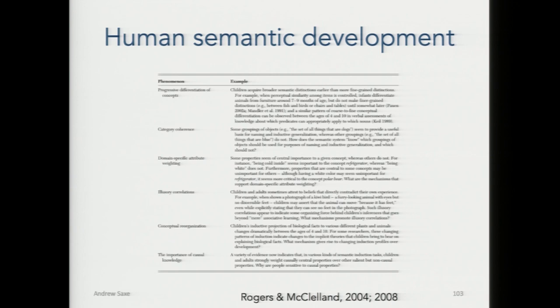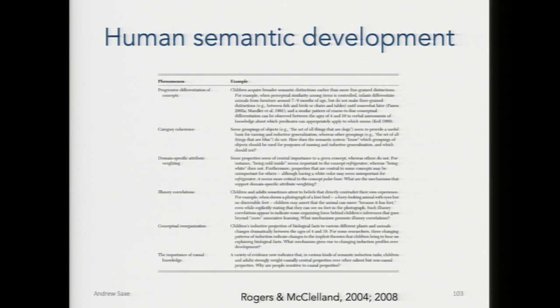Another aspect that I'll talk about later is this idea of illusory correlations. Children will also attest to beliefs that they could never have directly observed. Something like, a worm has bones. And children will say, yes, a worm does have bones. They couldn't possibly have observed that. So where did that belief come from in their mind? And there are many other phenomena.